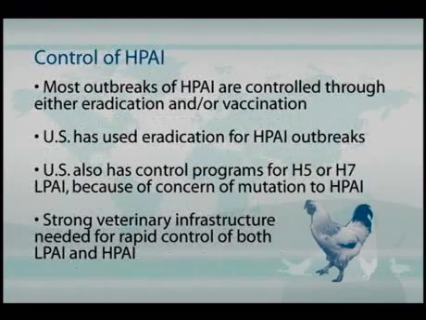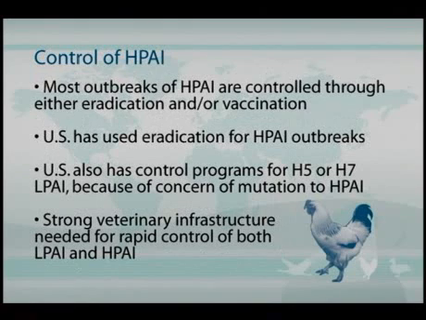Again, control of high path has been through either eradication or by vaccination, and the U.S. has used eradication for high path AI in the past. We are using some limited vaccination for low path AI. And certainly we have control programs in the U.S. for H5 and H7. And again, strong veterinary infrastructure is helpful to control these outbreaks rapidly.